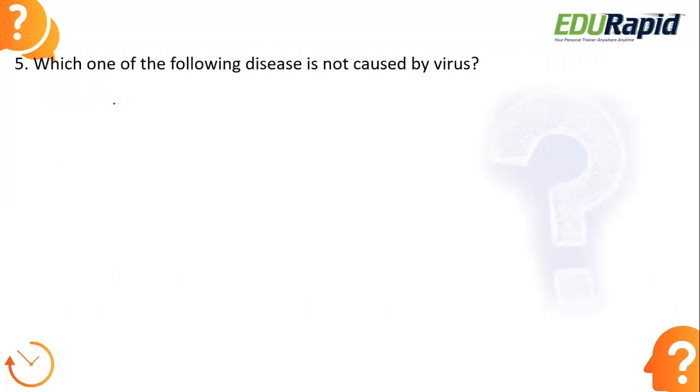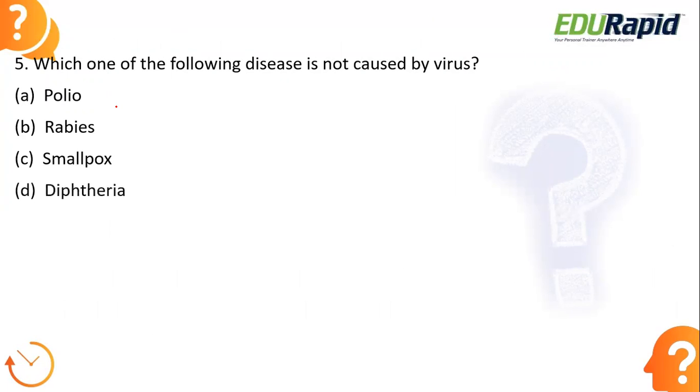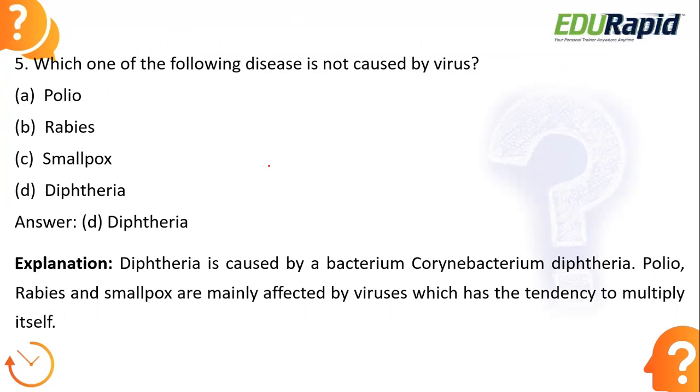Which one of the following diseases is not caused by a virus? Polio, rabies, smallpox, diphtheria. Okay, here the right answer is option D, diphtheria. Basically, diphtheria is a disease caused by bacteria.